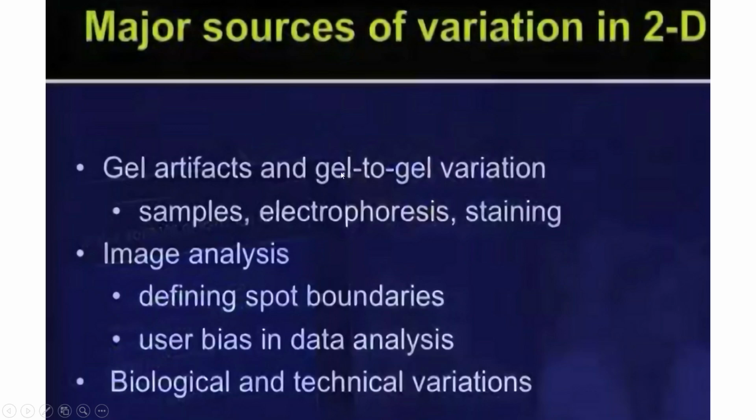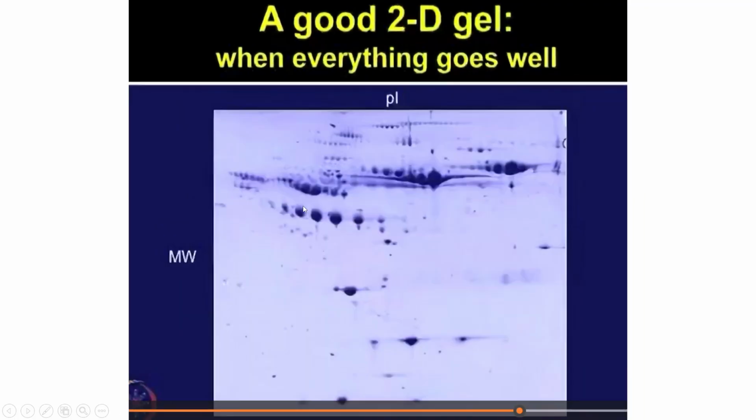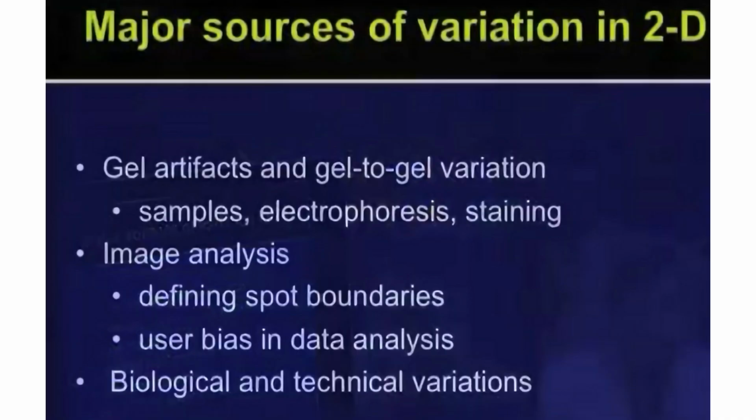Major sources of variation: if everything goes well, this is how it looks. But if something is wrong, gel artifacts or gel-to-gel variation can happen during image analysis, defining spot boundaries. You need to define spot boundaries while doing the analysis, so manual errors can take place. User bias can happen too, like one student preferring one protein whereas another prefers something else. All this can be a major source of variation in 2D gel electrophoresis.